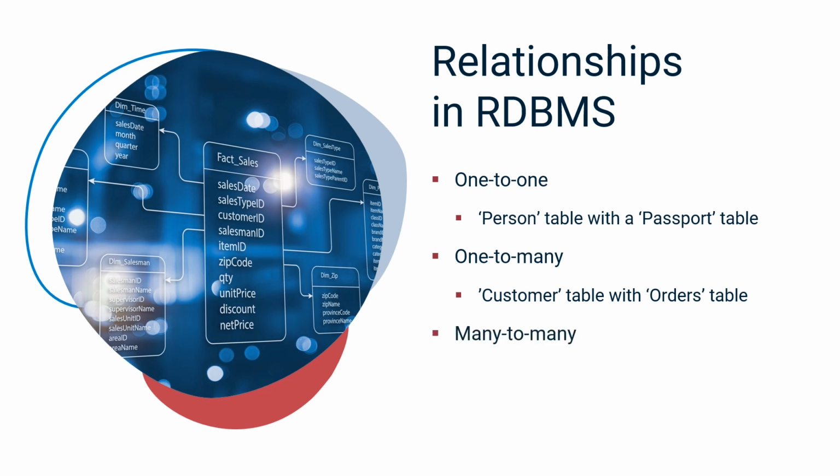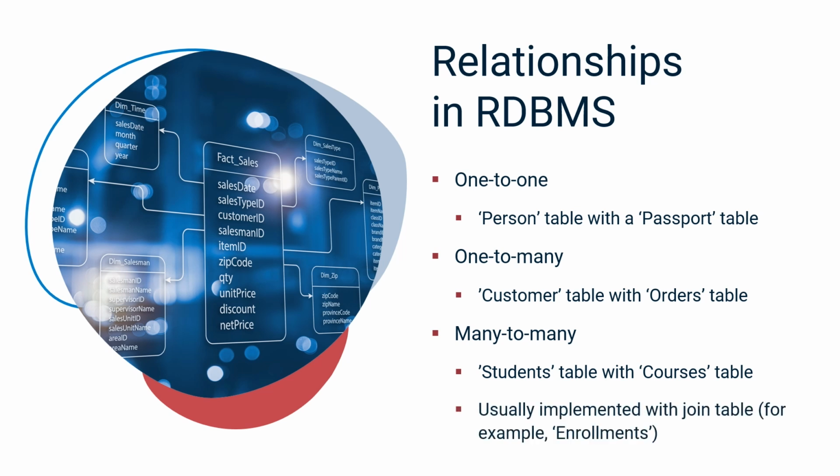In many-to-many relationships, multiple records in one table are associated with multiple records in another. For example, a students table might have a many-to-many relationship with a courses table in a school database. A student can enroll in multiple courses, and each course can have multiple students. This type of relationship is usually implemented using a join table, like enrollments.